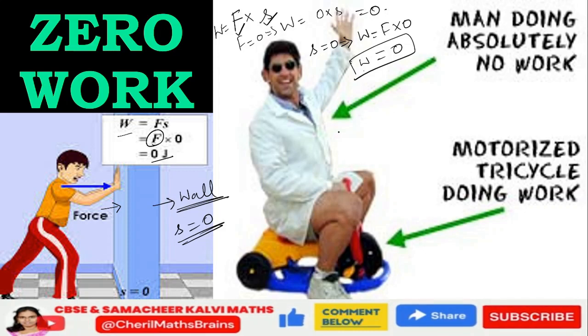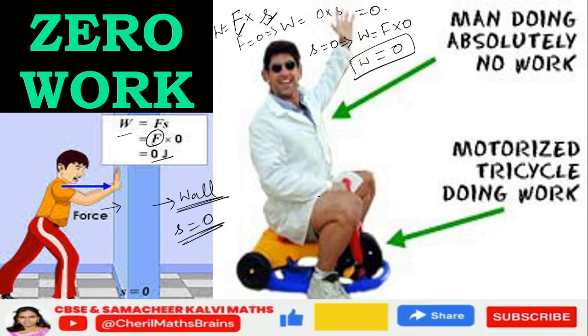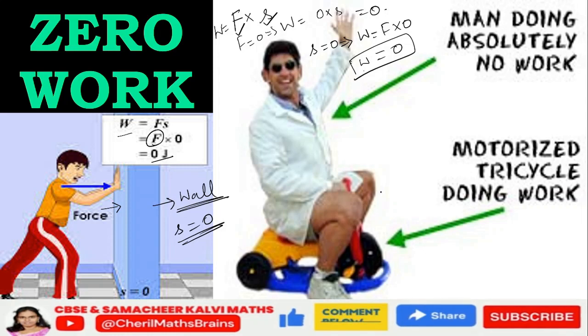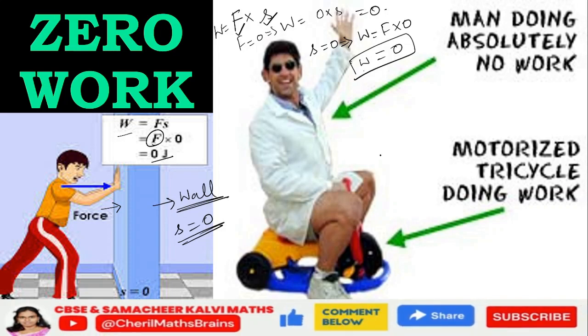So here you see a man is sitting on a tricycle. Okay, so I just kept this picture for fun. So you can see this with small children also. So small children keep riding this tricycle. So even you children, when you were small, you would have ridden this kind of a tricycle.